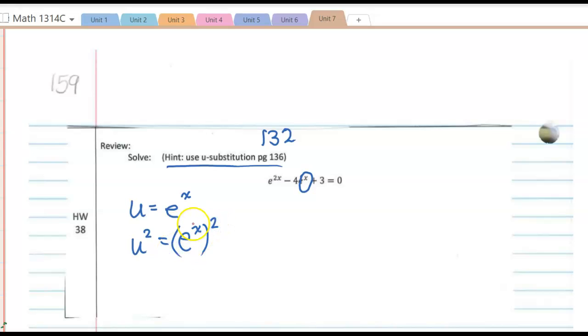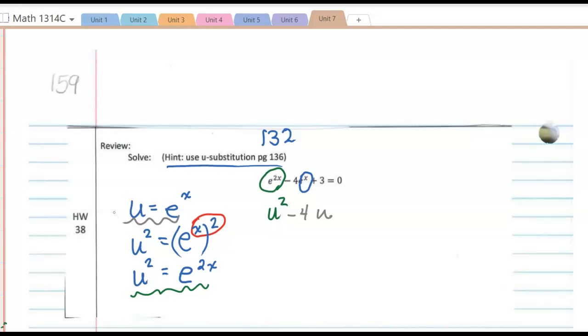Because we have a power to the power, we can multiply these two and we find that U squared is equal to e to the 2x. What that means for us is that we can change e to the 2x to U squared by using this part right here. We can also use minus 4u because e to the x is u. And then we can continue on with plus 3 is equal to 0.